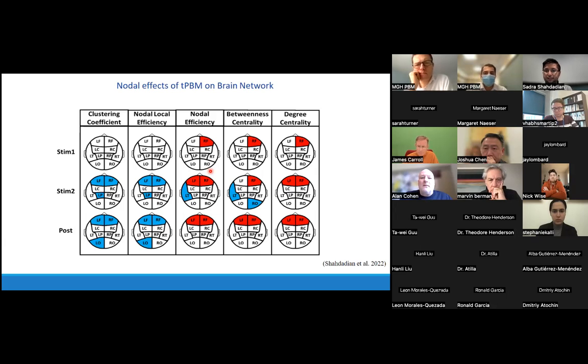We can see that right frontal and left frontal regions are playing a very important role after tPBM, especially as a hub, which is measured by the betweenness centrality. And also we have the degree centrality, which is showing the number of links or significant links from the other regions to these 2 regions, right frontal and left frontal regions, are increased after the tPBM stimulation.